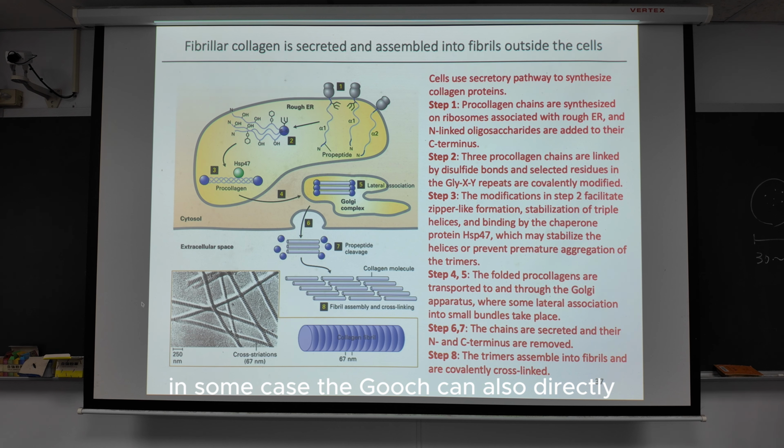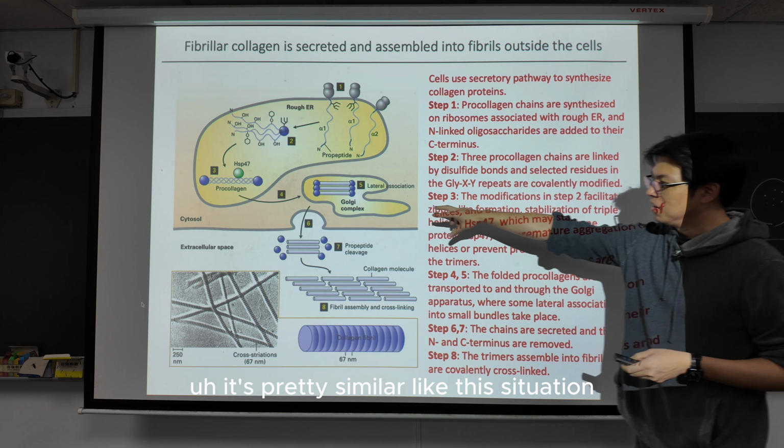In some cases, the Golgi can also directly contact the plasma membrane. So after modification, they can directly release by connecting with the plasma membrane and releasing the huge cargo to the extracellular space. They don't need any vesicle, okay? It's pretty similar to this situation.